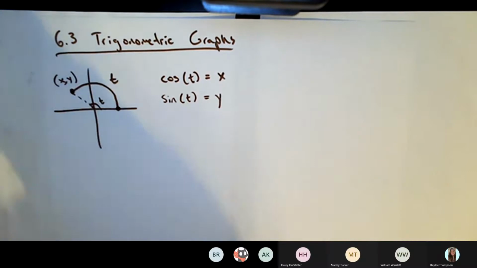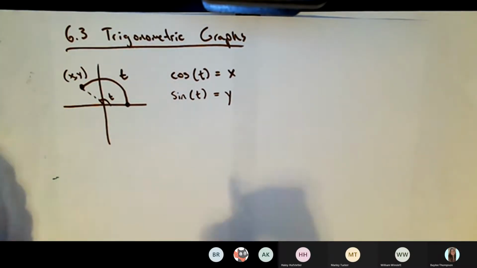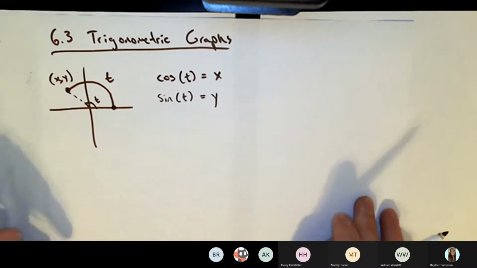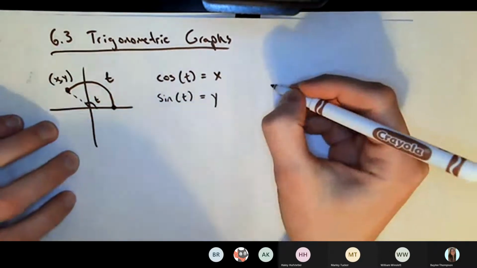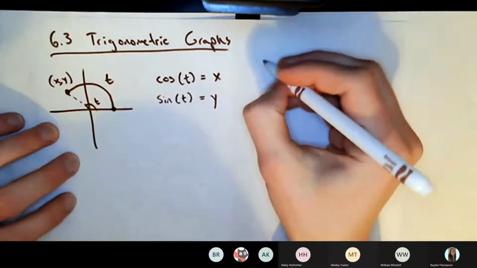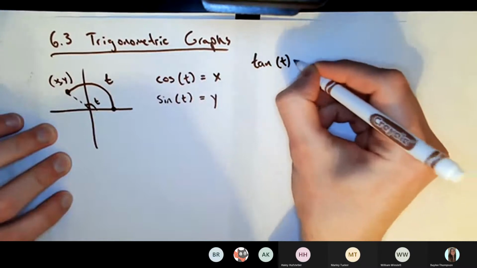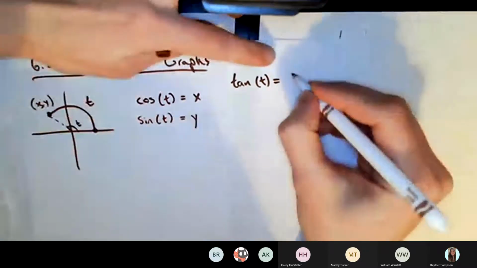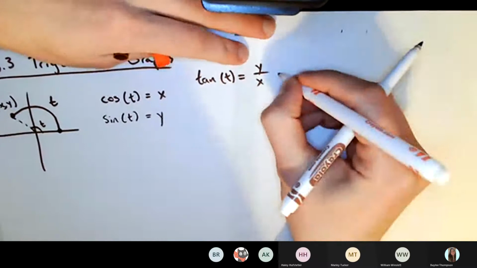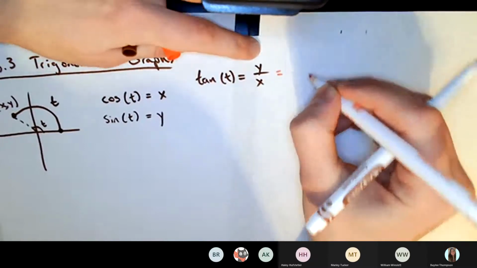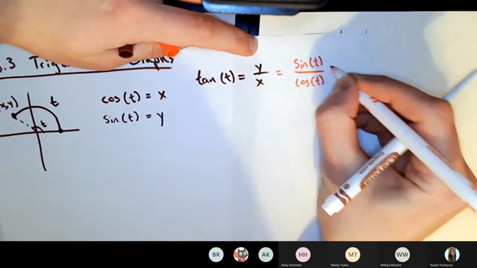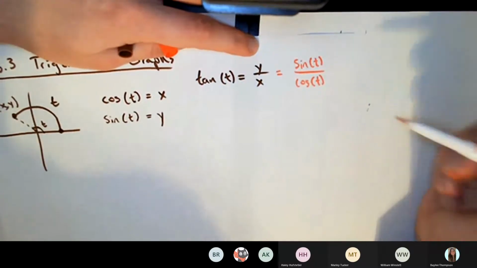Okay, so we had that idea that for this coordinate point, the corresponding values: cosine of t gives you the x value and sine of t gives you the y value. Also, let's just quickly recall that the other trig functions can be written in terms of x and y values, or really in terms of sines and cosines. So let me remind you that tangent of t is equal to y over x, which I can describe as sine of t over cosine of t, a ratio of those two trig functions. Tangent t can be written in terms of sine and cosine.